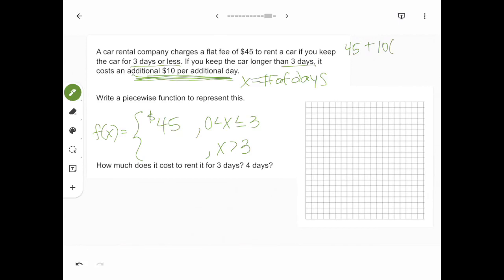So we need to multiply this 10 by our variable somehow, but we do not want to just multiply it by x, because then it's going to charge me the $10 for every day and not just the days past 3. So we need to remove those first 3 days from the equation. The way we remove that is by doing x minus 3. When we do this, then we can distribute, and this will be 45 plus 10x minus 30. And combining like terms, we get an equation of 10x plus 15. That's going to be your first part of this.